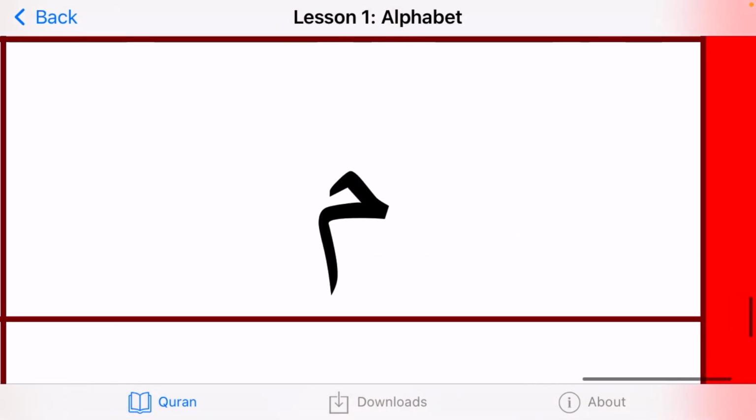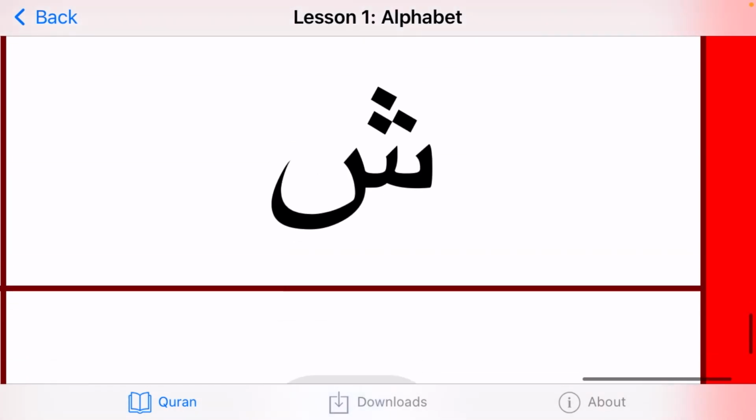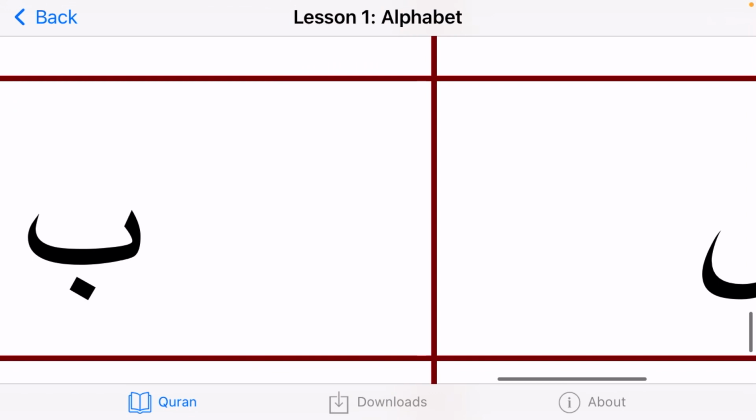This one is meme. This one is sheen. Here you see that the sheen is different from seen by the dots. This one has 3 dots above.